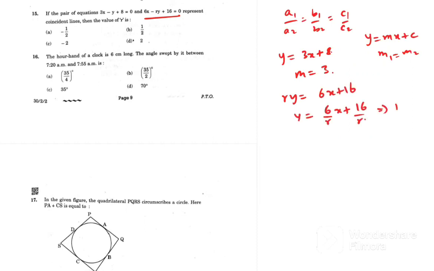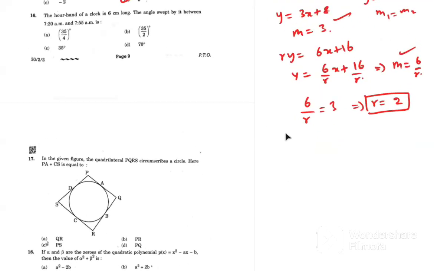Right. Now what is m from this equation? m is equal to 6 by r. Now these two lines, this one and this one, both are parallel. Therefore their slope will be the same. So I can say 6 by r equals 3, or r is equal to 2. Right. So r equals 2 is our answer. Moving on to question number 16.